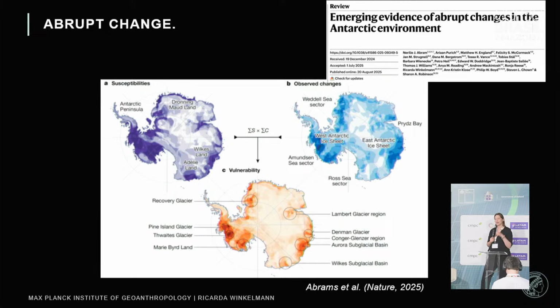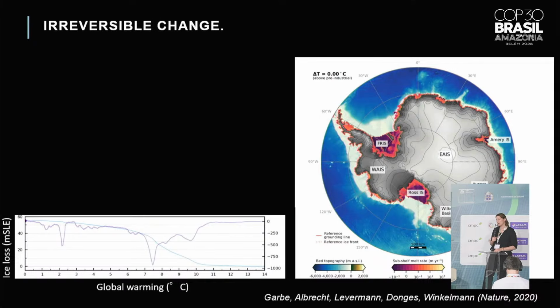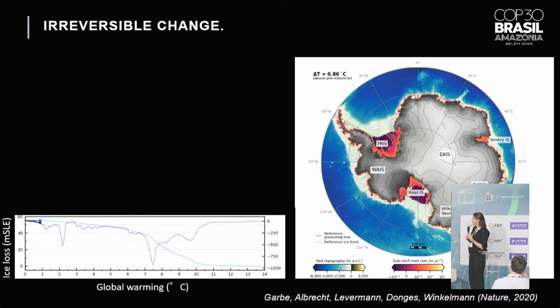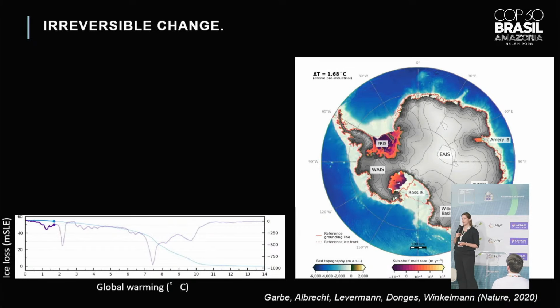So we know that there are amplifying feedbacks and that there is abrupt change in the cryosphere. But most importantly, the changes that we bring about in the cryosphere through increasing greenhouse gas emissions and therefore global warming are also irreversible for the most part. And here's an example of simulations from the Antarctic ice sheet that show this very clearly. So we're basically slowly ramping up the global mean temperature here.